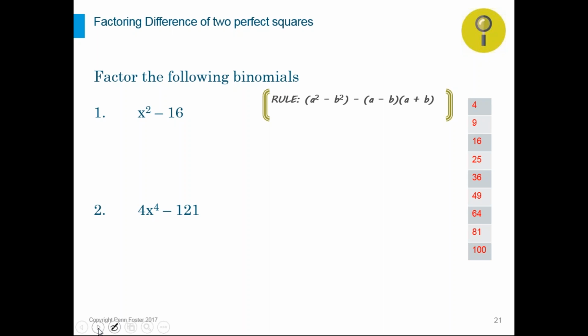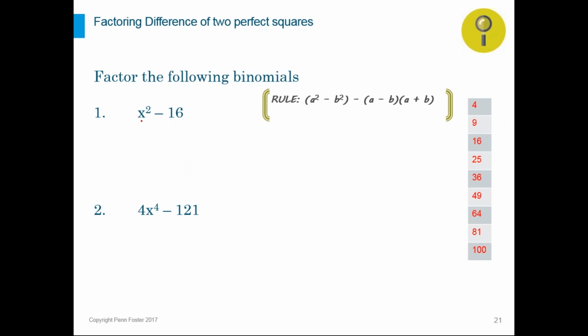So factor the following binomials. X squared minus 16. Something is so special on that binomial. This is a perfect square, and this is a perfect square. Remember that table or that chart that we have from the other webinars: 4, 9, 16, 25, 36. These are perfect squares. 2 squared is a 4. 3 squared is a 9. 4 squared is a 16, and so on. X times x is x squared, and that's why x squared is also a perfect square.